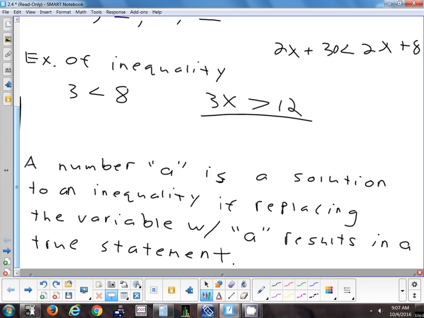All right. How about if I plug in 6? Is that a solution? Yeah, because now I have 3 times 6 is 18. 18 is greater than 12. All right, so that's how you check if a number is a solution. Plug it in, see if you get a true statement.